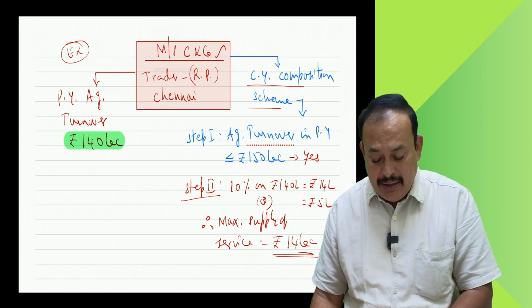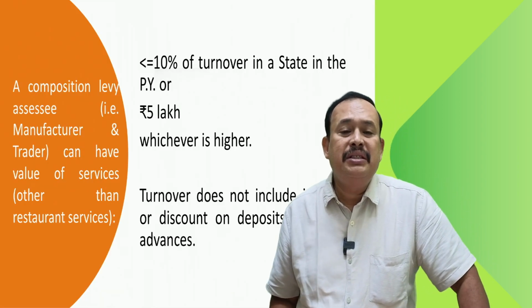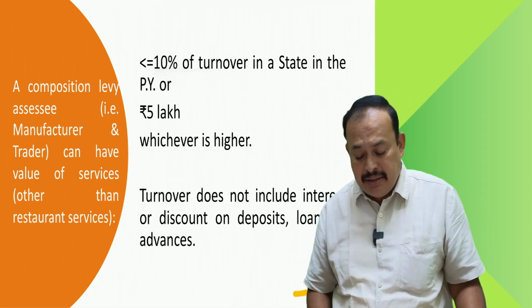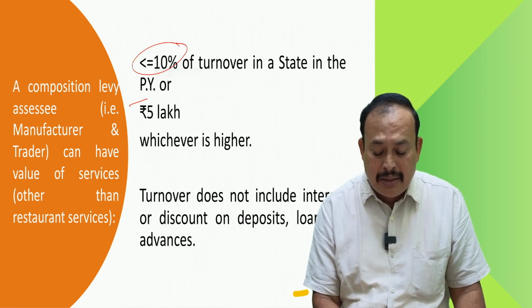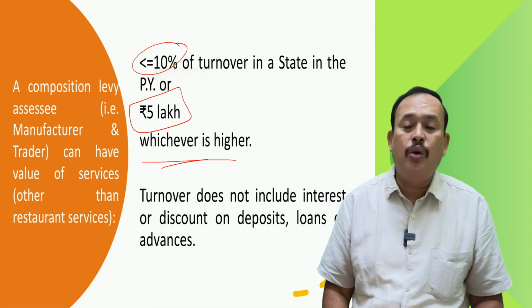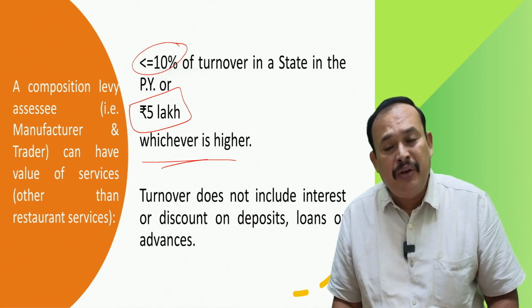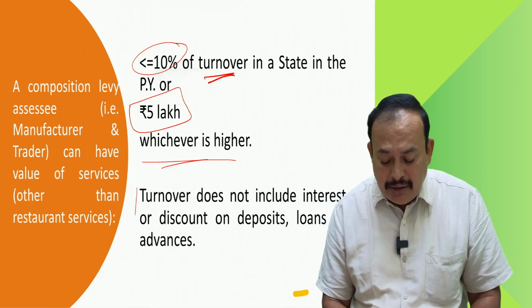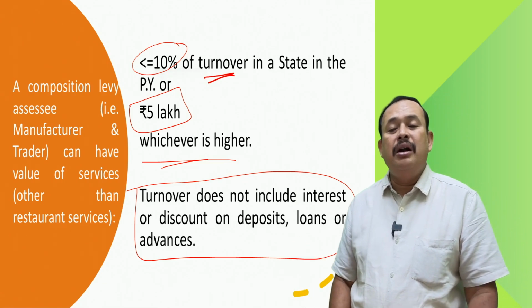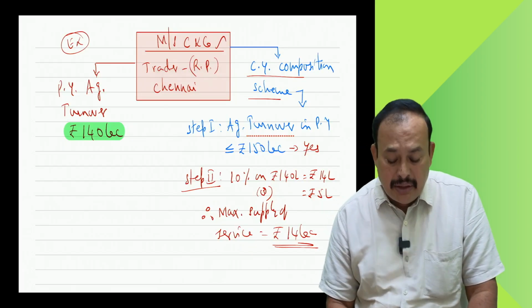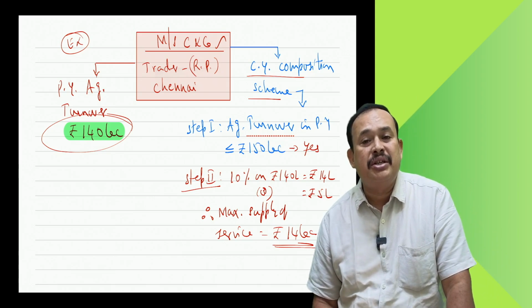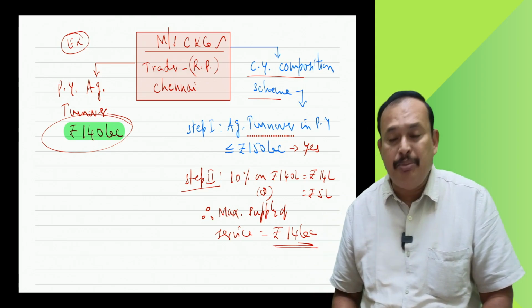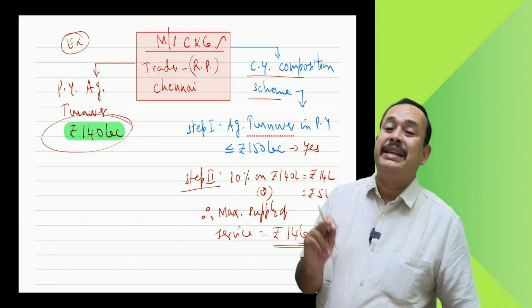Now please come back. We are referring to the points relating to a composition taxpayer, namely a manufacturer or trader, who can have value of services other than restaurant services of 10% of the aggregate turnover of the previous year or rupees 5 lakhs, whichever is higher, up to which they are allowed to provide services in the current year. If it goes beyond that, they are disqualified from composition. But the turnover you refer to here does not include interest earned on deposits, loans or advances. That means in the given case, the turnover of 140 lakhs should not include interest earned on deposits, loans, advances. If it is there, eliminate it, and the balance turnover applies. Up to 10% of the aggregate turnover or rupees 5 lakhs, whichever is higher, services can be rendered by a composition taxpayer in the current year to retain the composition scheme.